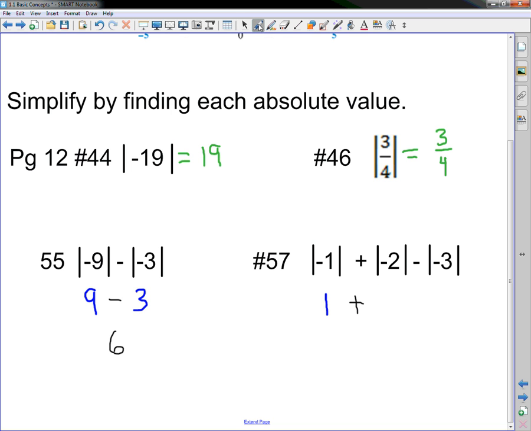Absolute value of -2 is +2. We have a subtraction. Absolute value of -3 is +3. So notice that the plus and the minus in between the absolute values doesn't change. We're just talking about the value on the inside. Well, 1 plus 2 gives me 3, and I still have a -3. 3 minus 3 gives me 0. So the absolute value finds the distance from 0.